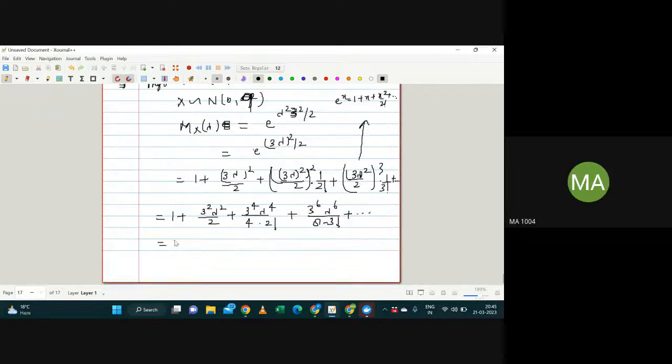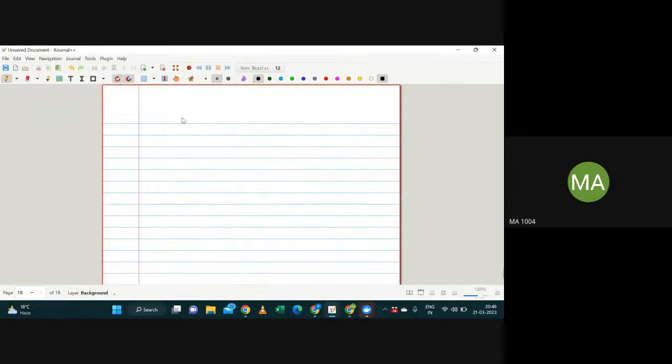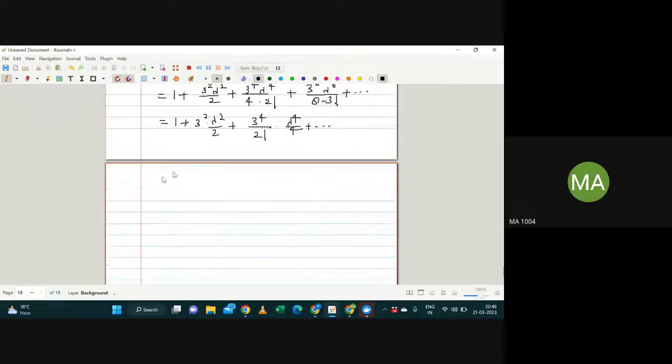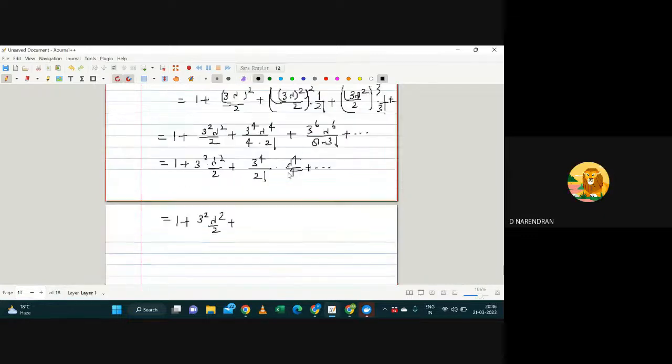So it's 1 plus 3 square into lambda square by 2, plus 3 raised to power 4 divided by 2 factorial into lambda to the power 4, plus so on. What should be the next? For the 2 factorial, you have to bring it to that form; you have to multiply and divide.